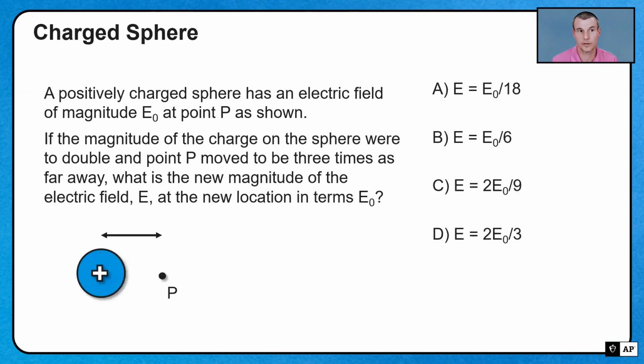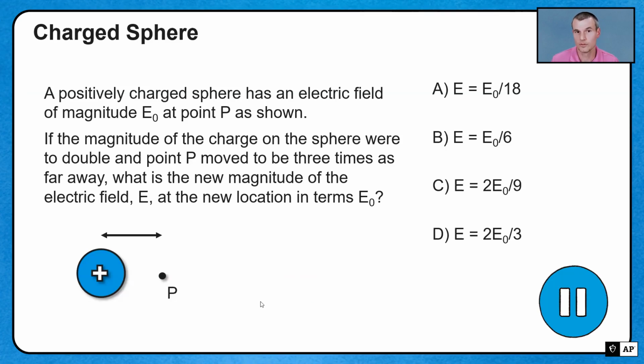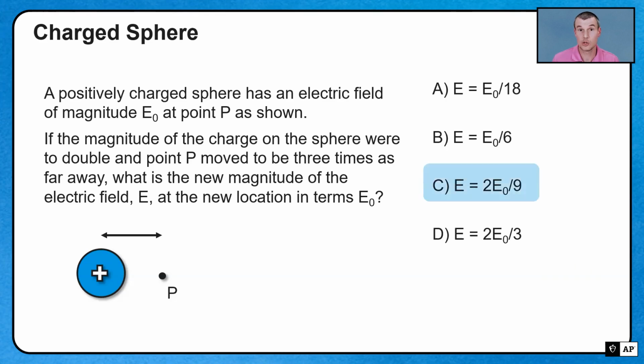Let's give one more a try. Let's say we have a charged sphere, has its electric field at point P, and I move point P to be 3 times as far away, and we double, I believe that's what it says there. Yep, there it is. Double the charge of the sphere to have twice as much charge. I want to know what the new electric field is going to be at some point way out yonder. So give this a ponder. If you want to pause, you can. But the answer would be 2/9.